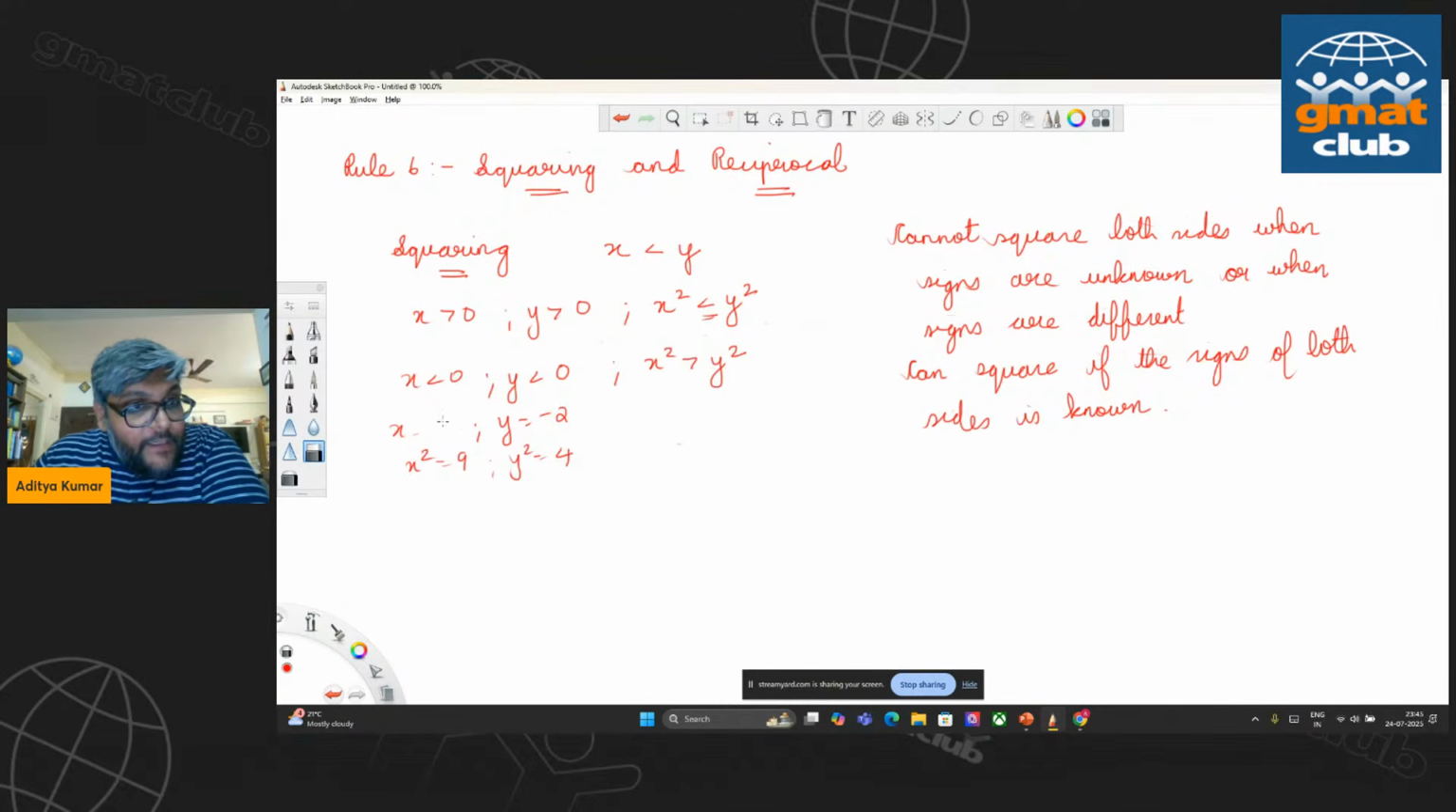So what is the rule for squaring? I can never square if I don't know the signs, or if one is positive, one is negative. I can always square if I know the signs are both positive or both negative. If they're both positive, you square it, keep the inequality sign the same. If they're both negative, you square it, you flip the inequality sign. Got it? That is what you have to do with squaring. Now, what do you do with taking the reciprocal? So let's look at that.